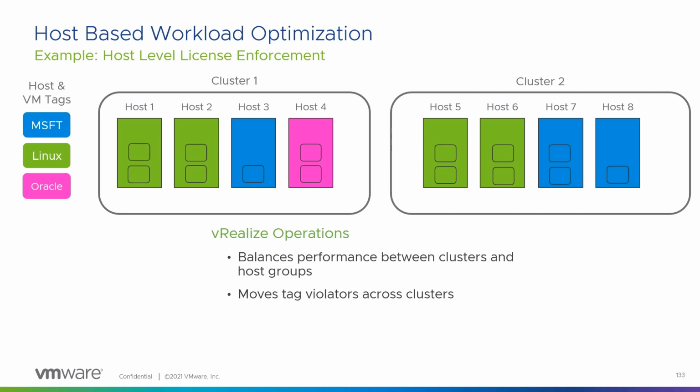So that's basically host-based workload optimization. The important things to remember is it works together with DRS. DRS still is responsible for it within the cluster. DRS gets its understanding of the business intent from vRealize Operations through vRops automatically creating host groups, VM groups, and affinity rules. vRops still is responsible for the operational intent between the clusters, and it also is responsible for the business intent between the clusters, as you saw when we had to move that Oracle VM over.